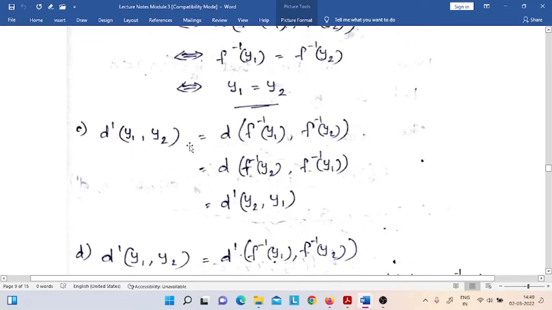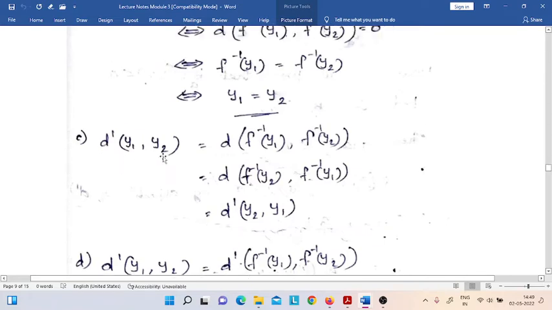So d prime of y1, y2 equals d of f inverse of y1, comma, f inverse of y2. But using the third condition for the metric d, we can rewrite this as d of f inverse of y2 comma f inverse of y1. Here we interchange these two elements, and thus we get that this is equal to d prime of y2, y1. That means the position of the members present in the function d prime does not affect its value. That means the third condition is satisfied.